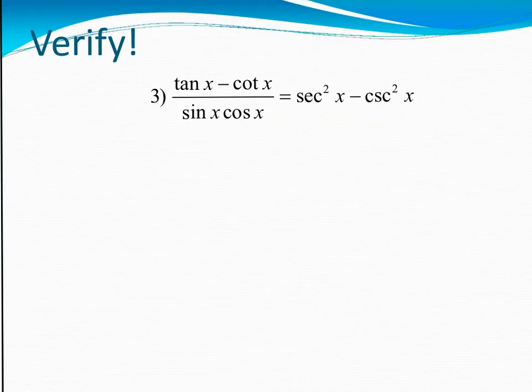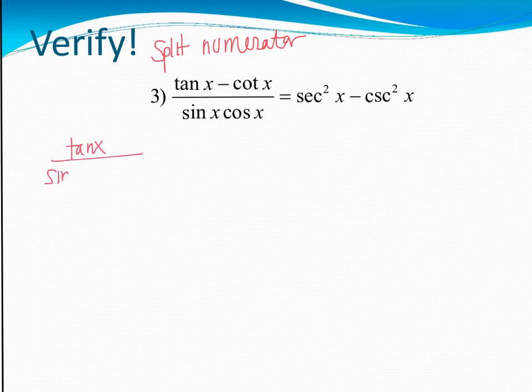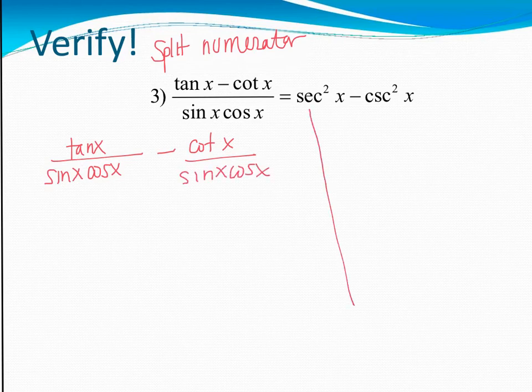For this problem, I think most of us would agree that the left side of the problem is more complicated because it is a fraction. What we are going to do is split the numerator. Now when we split the numerator, we will have tangent of x divided by sine of x cosine of x, minus cotangent of x over sine of x cosine of x. And again, everything on that right-hand side we are not going to touch.